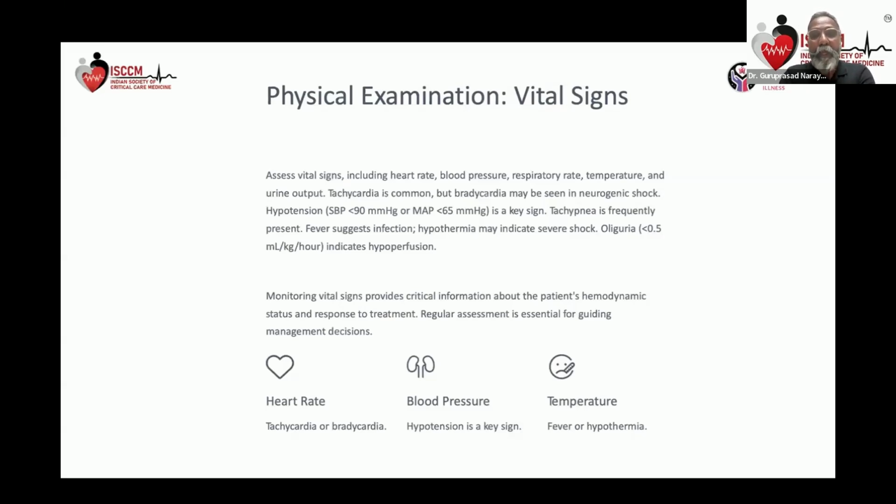So a patient can present with hypotension. Any systolic blood pressure less than 90, or a mean arterial pressure less than 65, is termed as hypotension. A patient can be tachypneic because of pneumonia, or because of some pulmonary edema, and the patient can have fever, indicating that the patient may be in a form of sepsis or a septic shock, or the patient can be in hypothermia too.